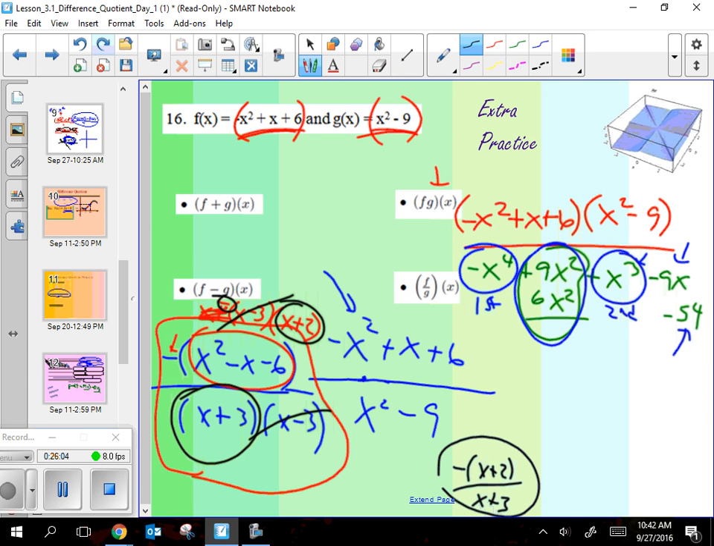Okay, so lots of intense algebra. That's what this chapter is going to be all about. And if you're good at that kind of stuff, if you're careful with your negatives, if you're good at factoring, then this unit's going to be easy. That's really what it boils down to.